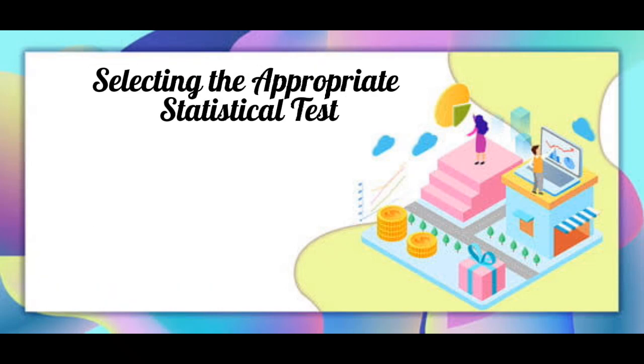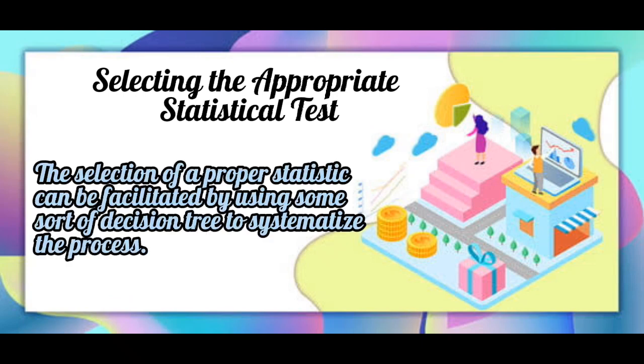Selecting the appropriate statistical test. The selection of a proper statistic can be facilitated by using some sort of decision tree to systematize the process.